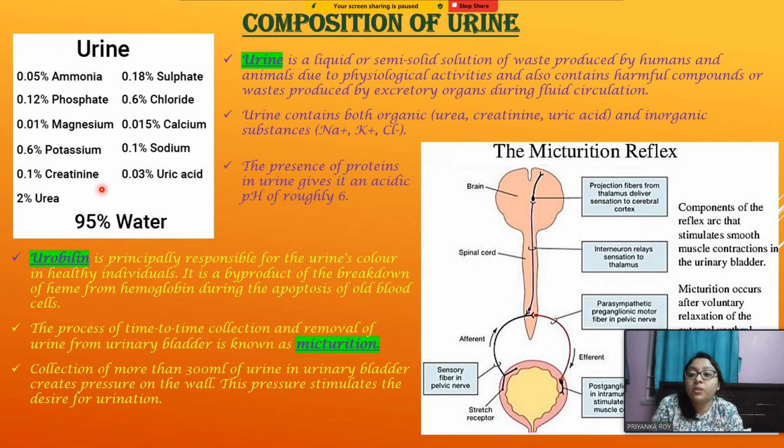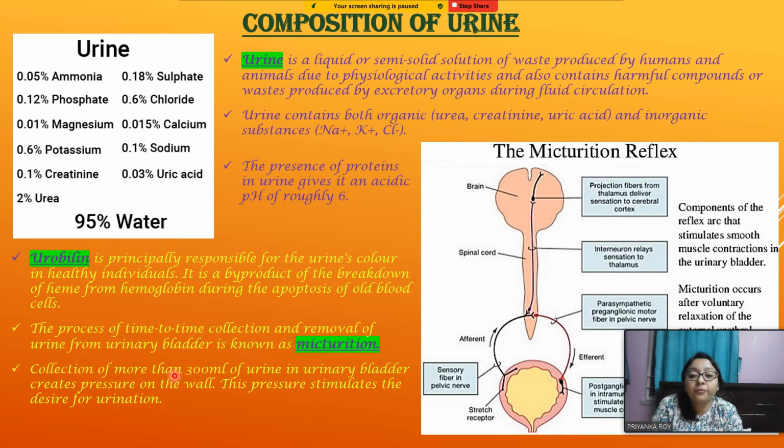In urine, mostly 95% is water and the rest are ammonia, phosphate, magnesium, potassium, creatinine, urea, uric acid, sodium, calcium, chloride, sulfate. Urobilin is basically the pigment which is present in the urine. It is a byproduct of the breakdown of heme from hemoglobin during the apoptosis of blood cells.